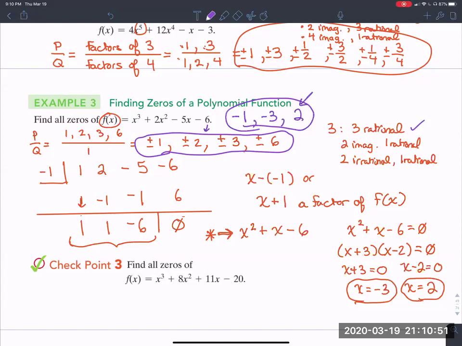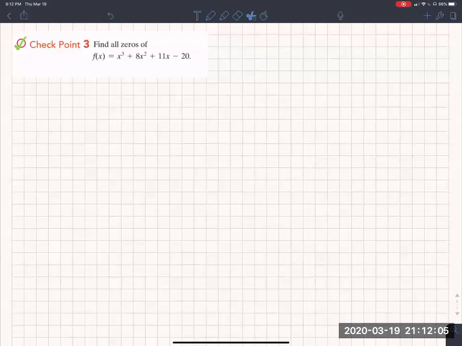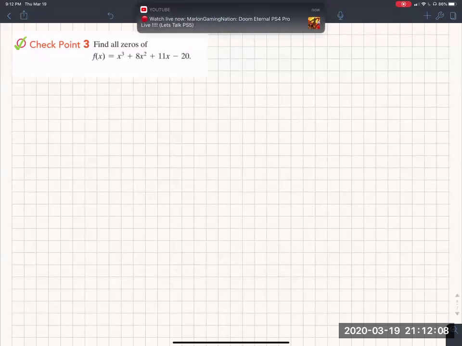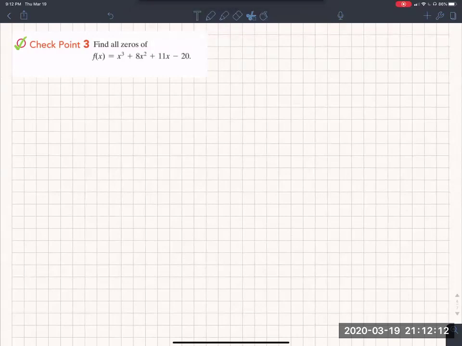So this is a lot, I understand. And you probably are like, whoa, this is mind-blowing. But trust me, with a little practice, it comes. Just take it a step at a time. And there are ways of making it easier. So let's walk through one more. Find all the zeros of x cubed plus 8x squared plus 11x minus 20.